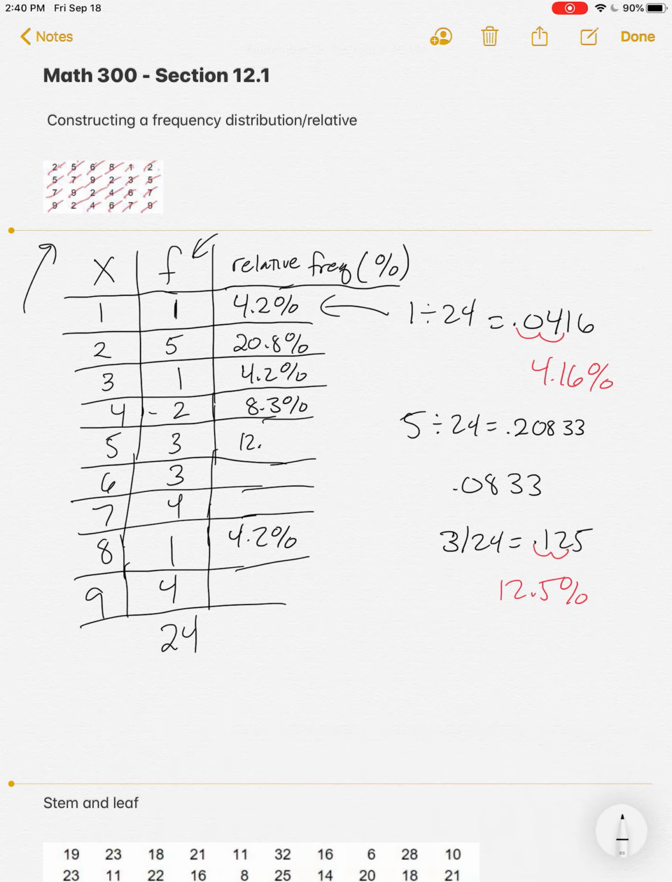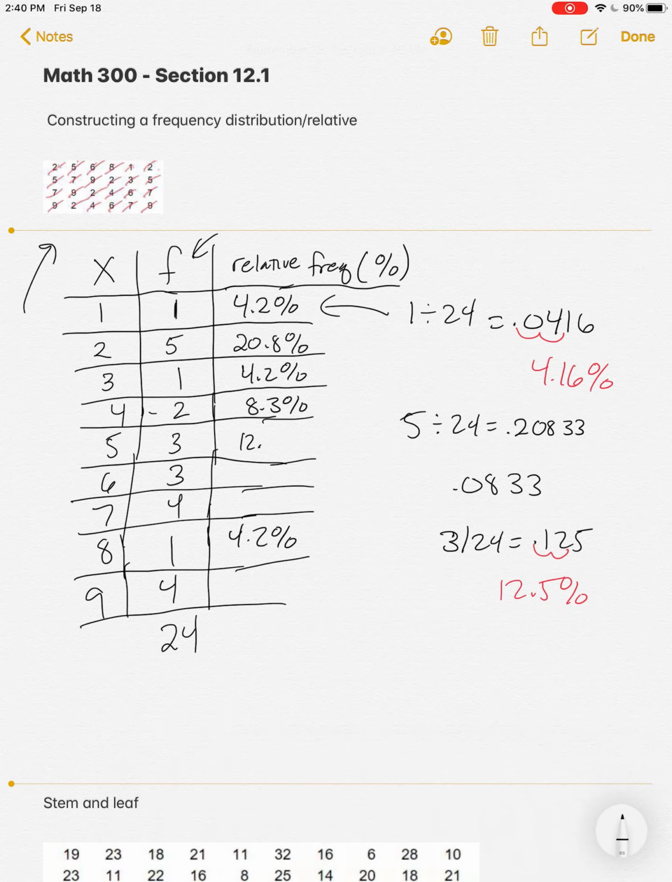If I take 4.2, 20.8, add to that another 4.2, add 8.3, add 12.5, another 12.5, 16.7, 4.2, and another 16.7, I get 100.1%. So it does add up to be 100% of the data. Of course, that's what it would have been. Where about 4% is number 1. You can see very quickly the percent breakdown in there.